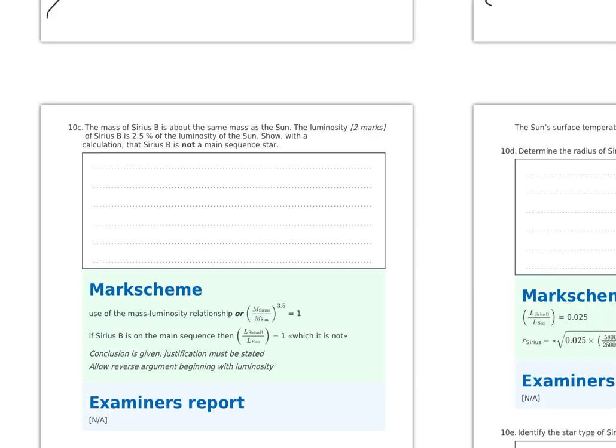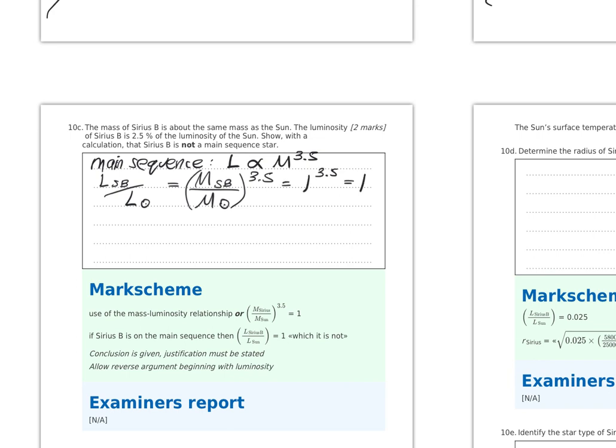So show that Sirius B is not a main sequence star. The masses are the same, but the luminosities are not. It's actually that the luminosity of Sirius B is 2.5% the luminosity of the sun. So this proportional expression means we're talking about relative luminosities and masses. And so it says the mass of Sirius B over the mass of the sun is 1. They're about the same mass.